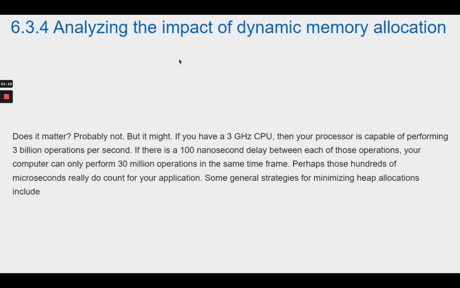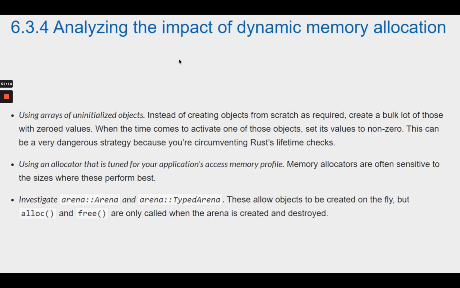Some general strategies for minimizing heap allocations include using arrays of uninitialized objects. Instead of creating objects from scratch as required, create a bulk lot of those with zeroed values. When the time comes to activate one of those objects, set its values to non-zero. This can be a very dangerous strategy because you're circumventing Rust's lifetime checks.